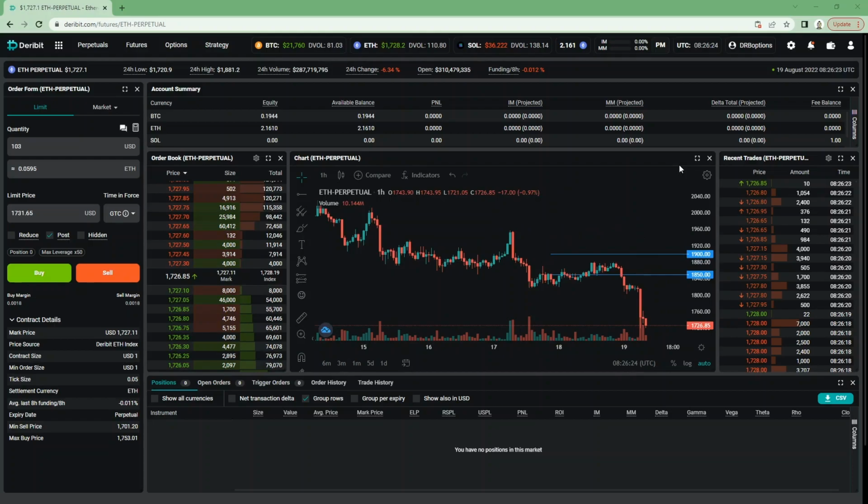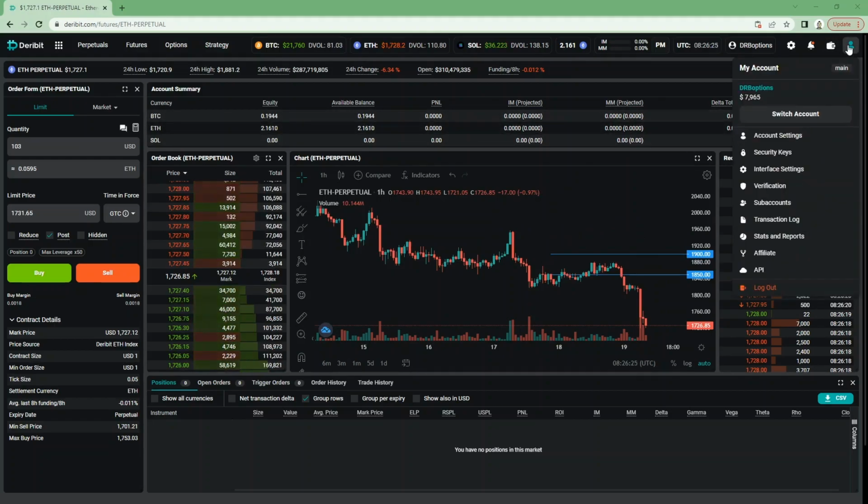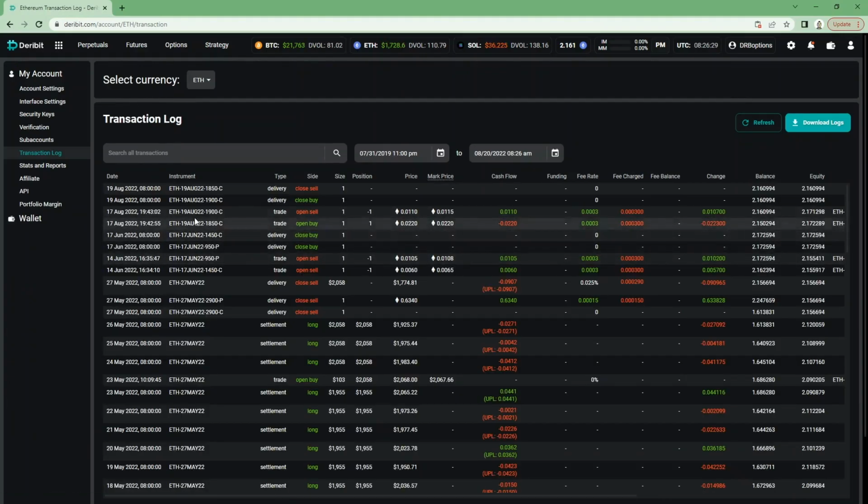To see the transactions in more detail, we can go to the transaction log. Here we can see the opening orders and the closing orders for our trade. We can see on the entries for the opening orders that we paid 0.022 for the 1850 call and collected 0.011 for the 1900 call. In both cases, we paid a fee of 0.0003 ETH.